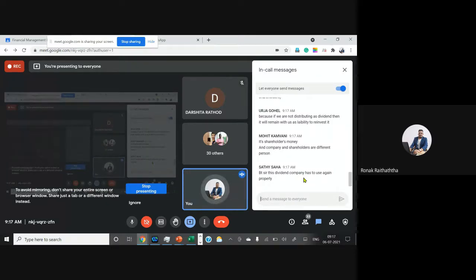Mr. Mohit is saying that, sir, it's shareholders' money and the company and shareholders are different persons. Absolutely correct. That is the true, correct answer. The answer to that question was that, sir, the company is different from the shareholders. That was the very simple answer that fellow was supposed to give. But he couldn't give it. I was there in front of him. And he lost a major job opportunity there.